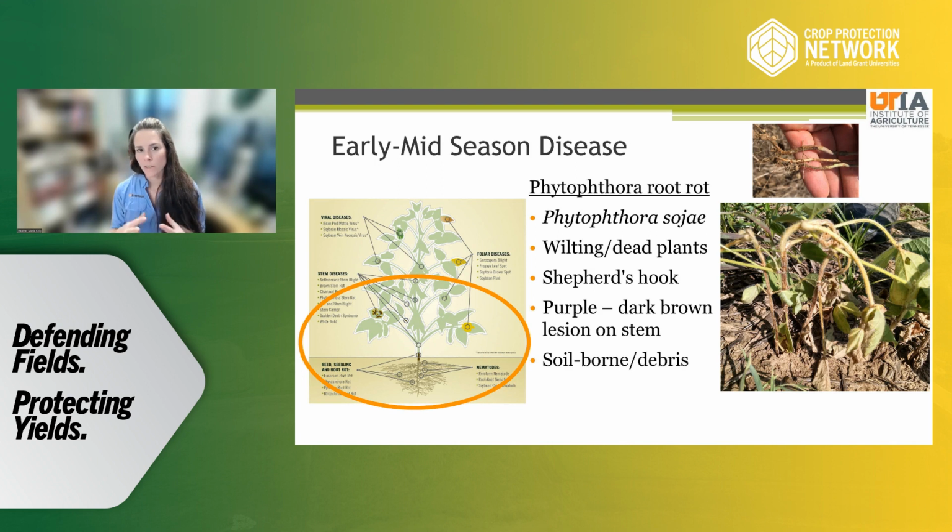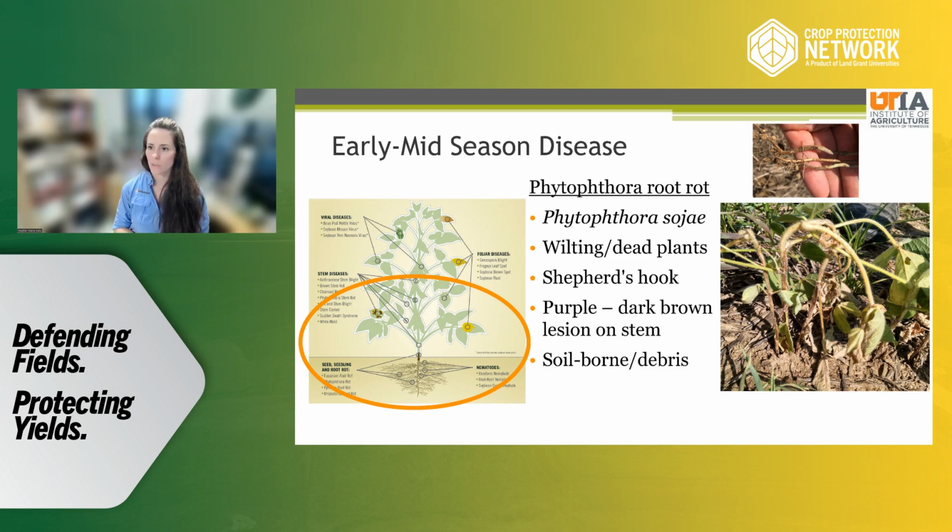And so I jump into Phytophthora here because even though Phytophthora sojae is listed on the previous page as a seedling disease, it can also be an early to mid-season disease. Again, pictured on the top is the degradation of the roots in the soil that the pathogen can cause. But then later on, through vegetative and reproductive growth stages, you can see a lesion, usually purple to dark brown, develop on the stem.